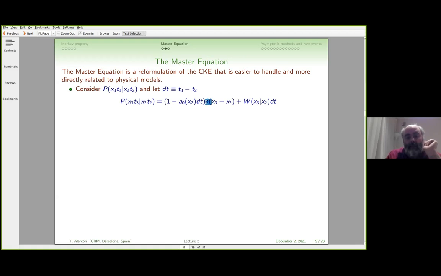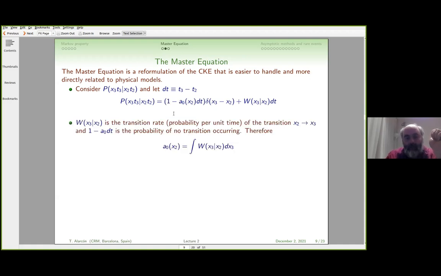This is the probability of this event happening, the event that X2 is equal to X3. And then this term here is the probability that nothing happens in the time interval. And this W is the same function that we had the other day in the master equation. This is the probability rate of a transition from X2 to X3, and this must be multiplied by dt in order for it to be a probability.